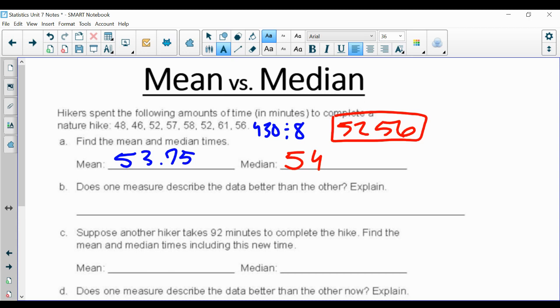So we are talking about which one would be a good measure of center. And in this case, both of them would be good because we don't have an outlier that's throwing off our mean. So let's go ahead and write that down, that both would be a good measure of center.